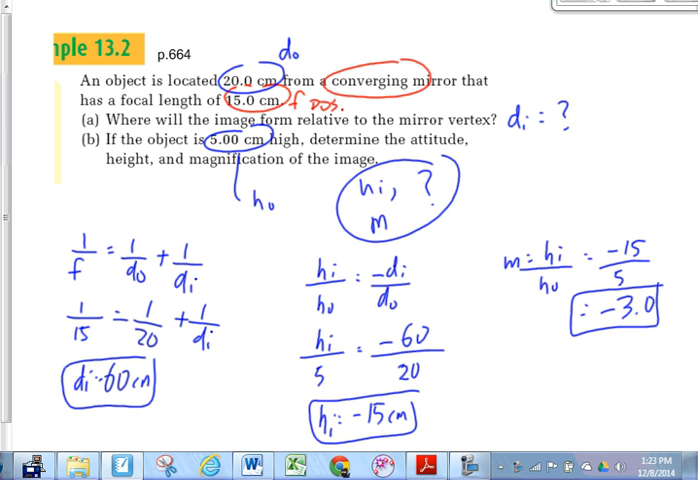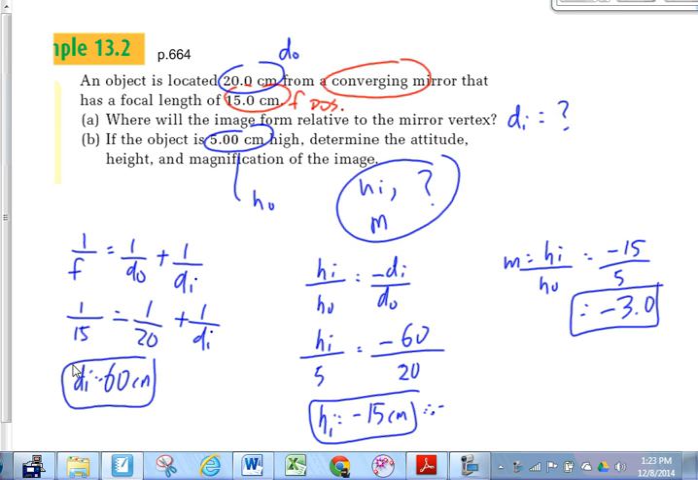We need the attitude now. The attitude means right side up or upside down. Which is it? Oliver, can you tell which way it is? Upside down or right side up? How do you know? Because what's negative? Good. Now, assuming the object is right side up, a negative magnification tells us that the image is flipped over relative to the object. So one is above the axis, one is below the axis. If the object is above, then the image must be below. The other thing we can look at is HI directly. HI is negative 15, upside down.